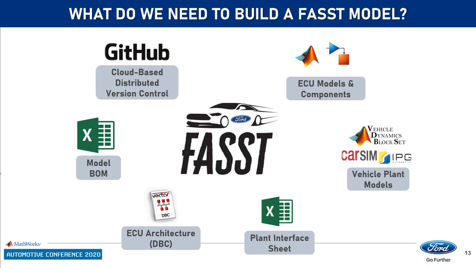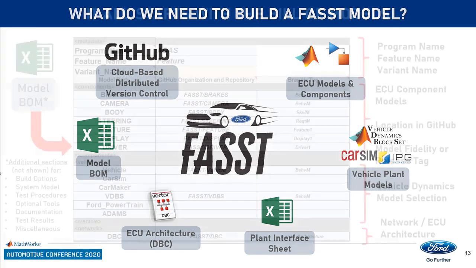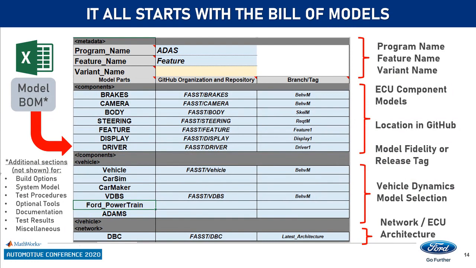ECU architecture files are in Vector DBC format, ECU models are in MATLAB Simulink, and vehicle component models can be CarSim, CarMaker, Vehicle Dynamics Blockset, etc. The plant interface sheet contains the plant input-output data. But it all starts with the Bill of Models.